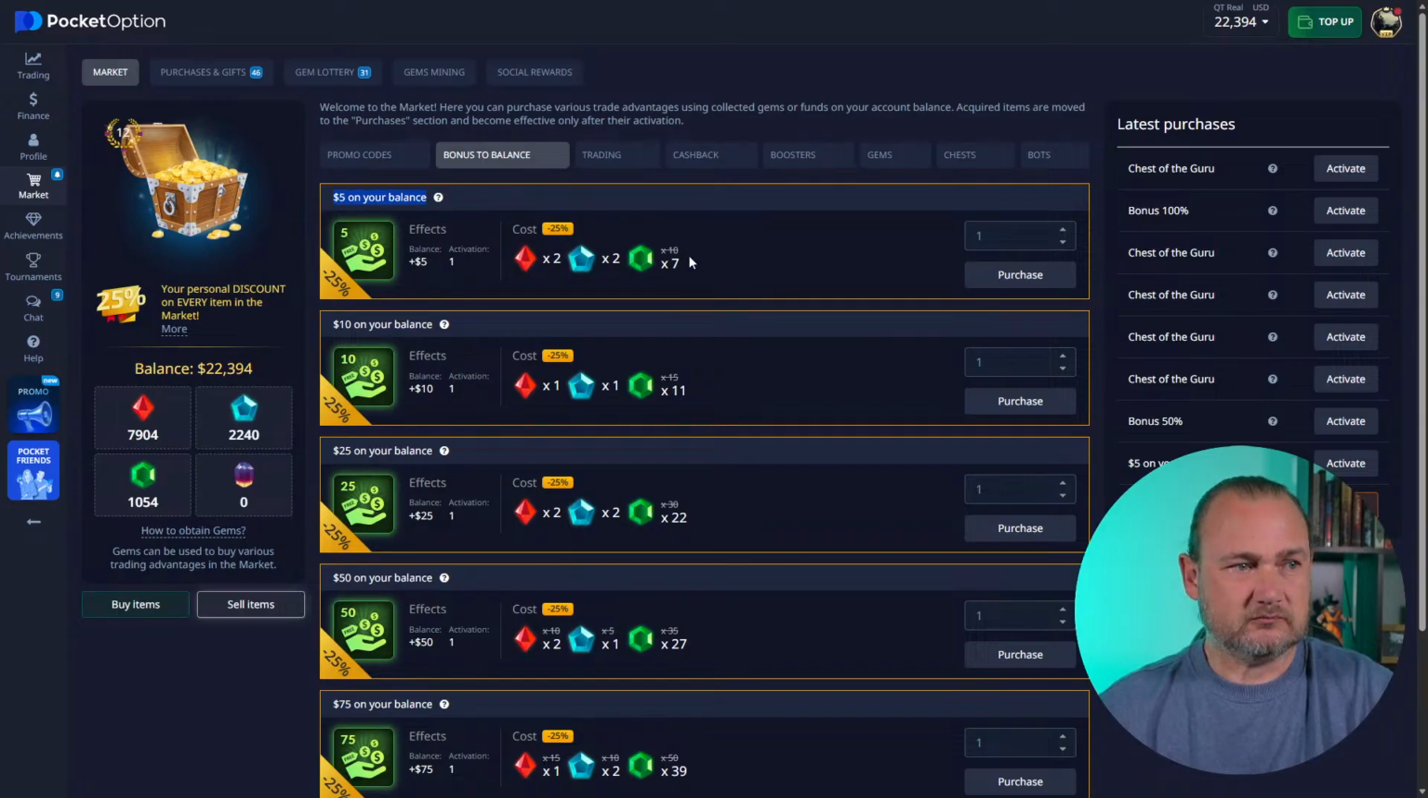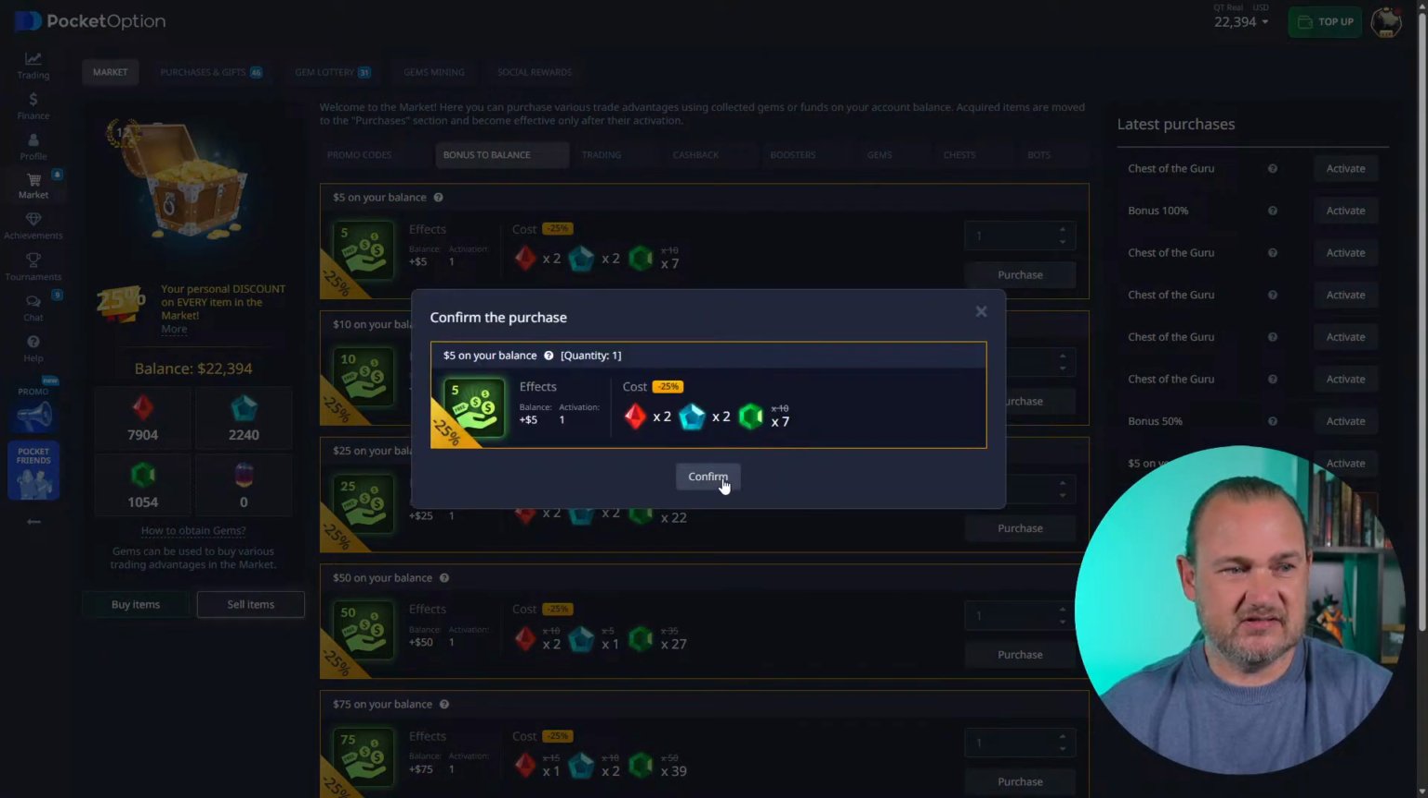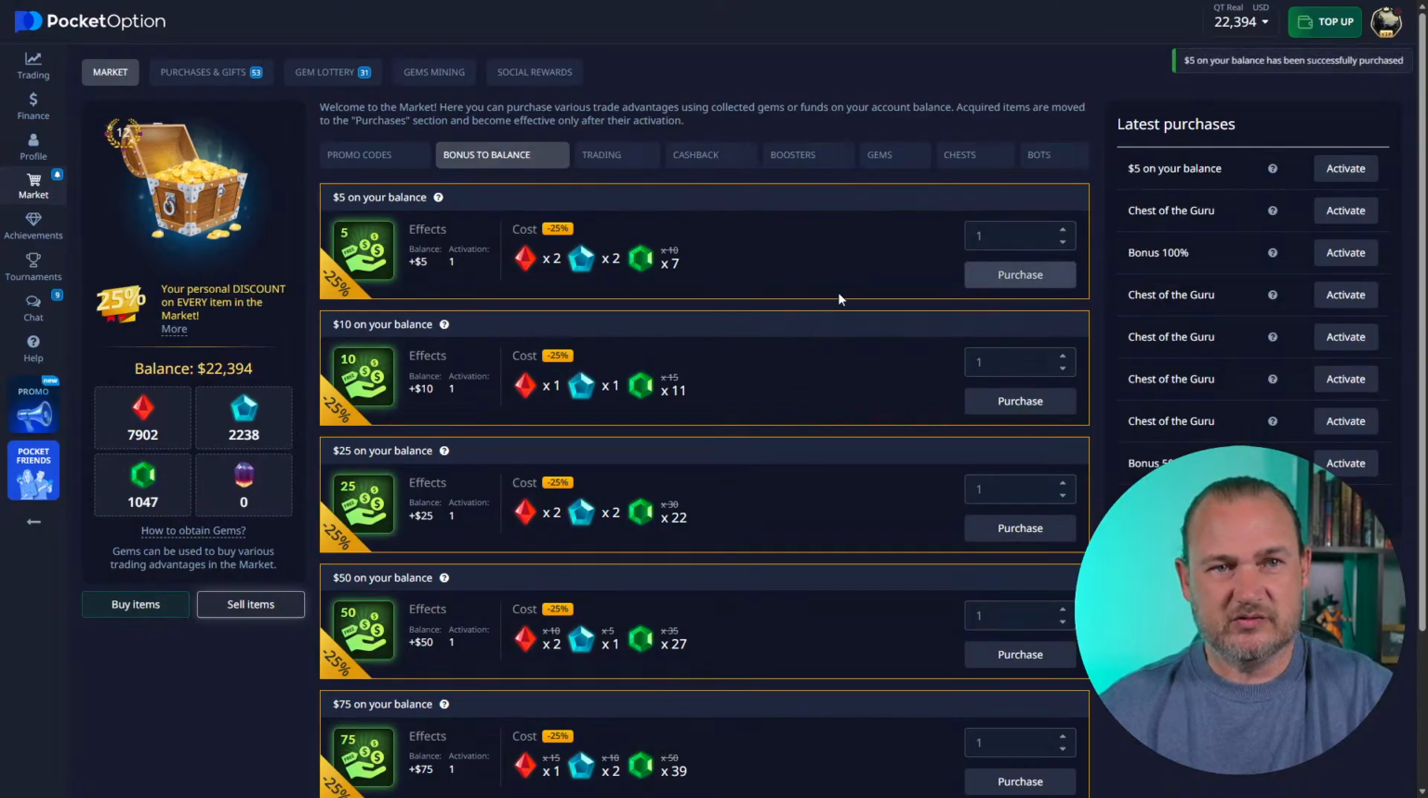I'm going to buy this one quickly. Let me just show you guys how this works. I'm going to purchase this. This is the cost: 2 red gems, 2 blue, and 7 green. So we confirm that. And now you can see this now lies here in my latest purchases list. If I activate it, my balance will increase by $5.